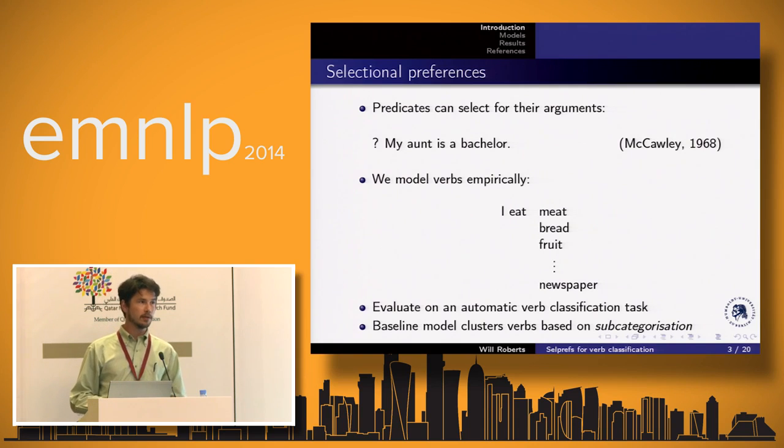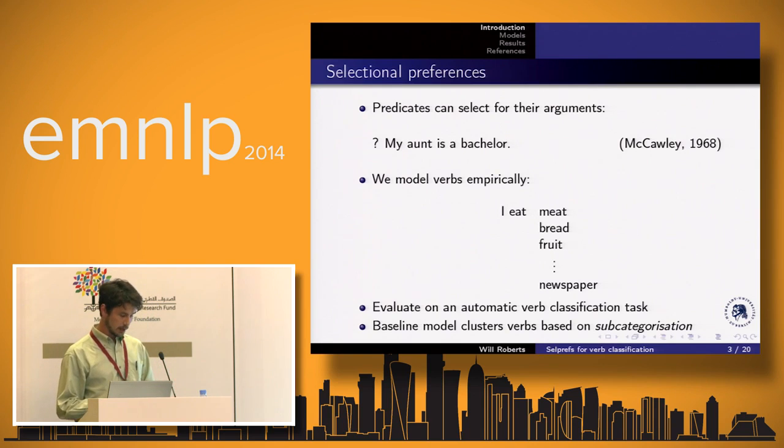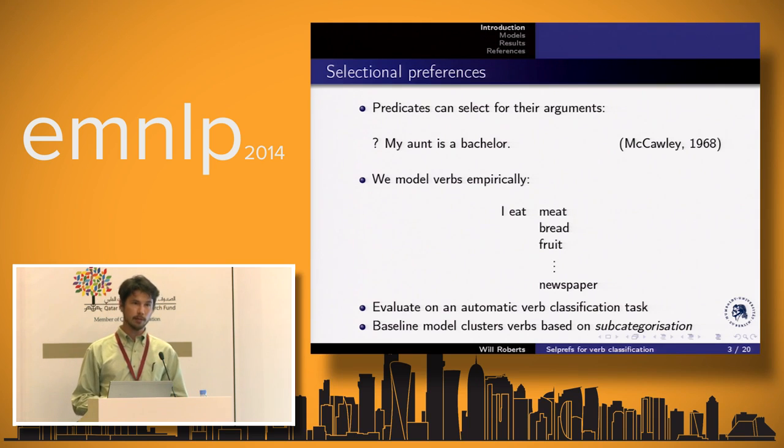So selectional preferences is the idea that a predicate can select for its arguments in some way. We have here an example, "my aunt is a bachelor," and this sounds odd, presumably because there's something about the meaning of the predicate bachelor that doesn't agree with its argument aunt.